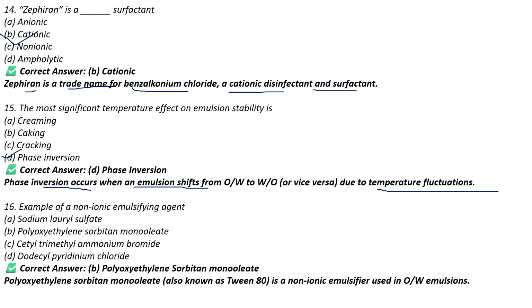Moving on to the next question. Example of a non-ionic emulsifying agent. We have to find out which of these four options is a non-ionic surfactant emulsifying agent. Options given are sodium lauryl sulfate, polyoxyethylene sorbitan monooleate, cetyl trimethyl ammonium bromide, dodecyl pyridinium chloride. So polyoxyethylene sorbitan monooleate, also known as Tween 80, is a non-ionic emulsifier used in oil and water emulsions. So we can say option B, that is polyoxyethylene sorbitan monooleate, is a non-ionic emulsifying agent.